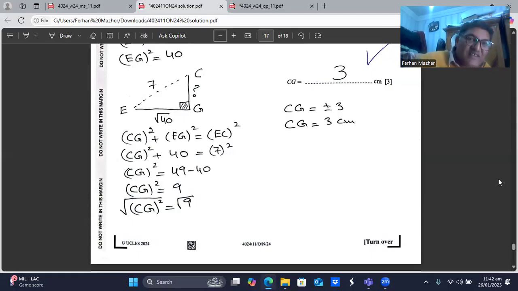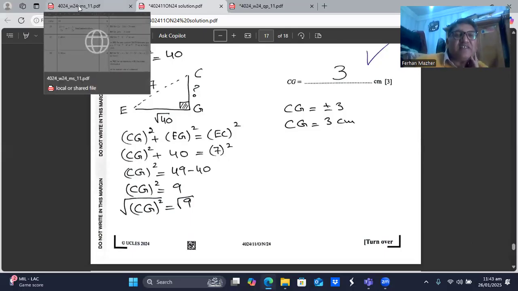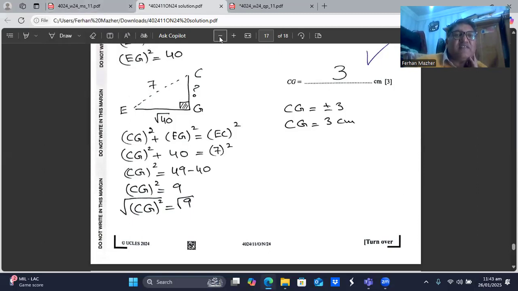You know, EG square, you can see in this part here we have found already. So this 40 will go on the other side. So CG square will be equals to 49 minus 40. So CG square will be equals to 9. So take square root on both the sides. So CG will be equals to 3 centimeter. We will take the positive value, 3 centimeter. The CG is 3 centimeter.